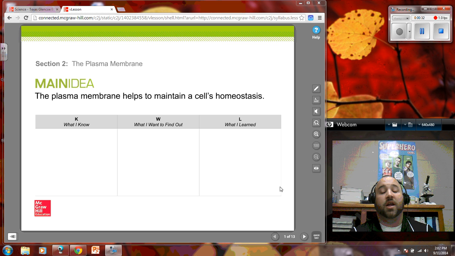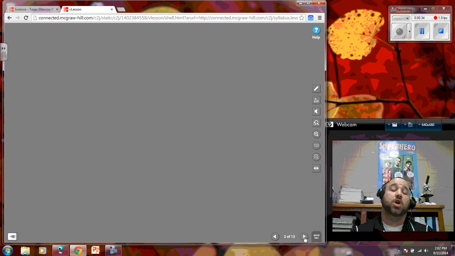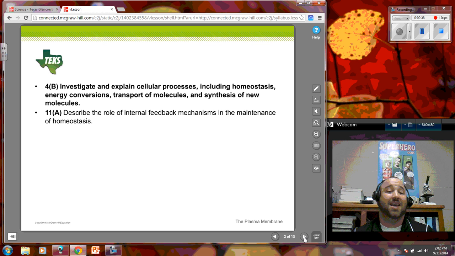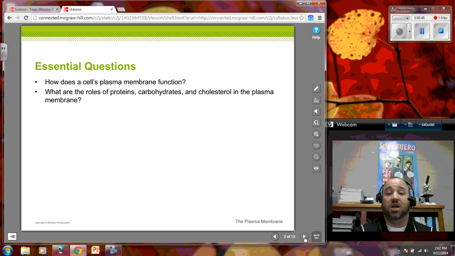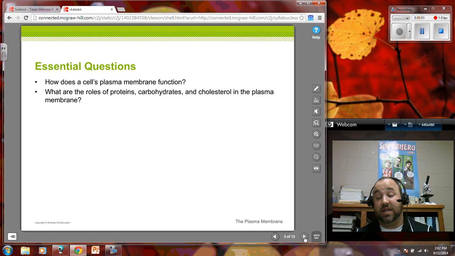The plasma membrane helps us maintain homeostasis. Now, if you don't remember, homeostasis is the ability for an organism to maintain a constant internal self. It maintains that constant, like us. Our body temperature is 98.6. Our body stays at about that temperature. It heats up when it needs to, and it cools down when it needs to. The plasma membrane does the same thing.